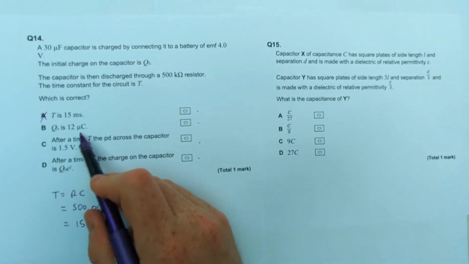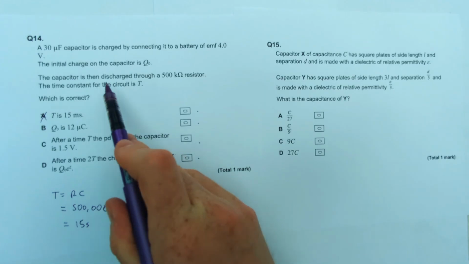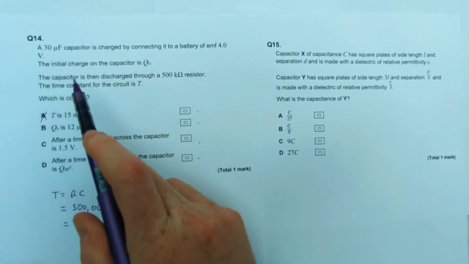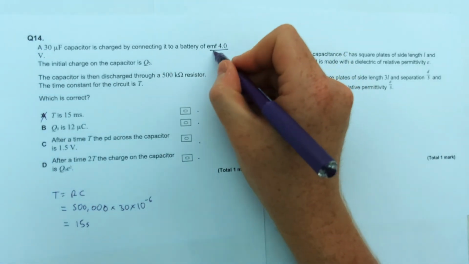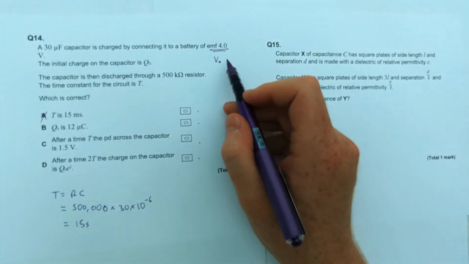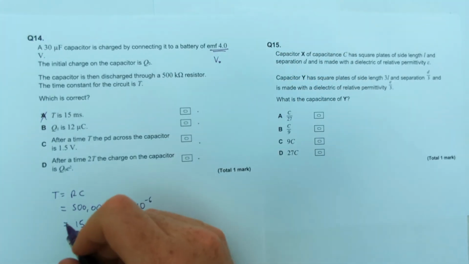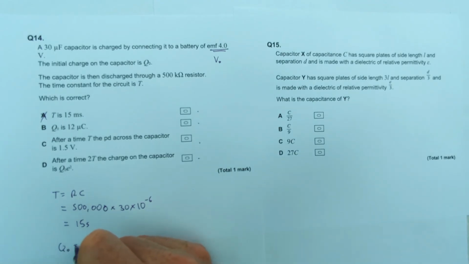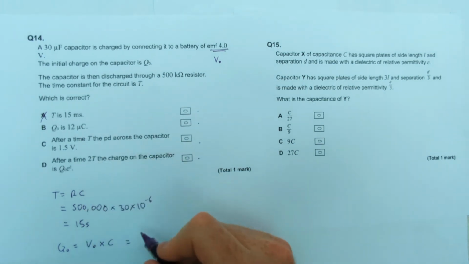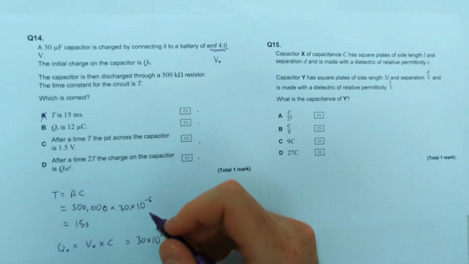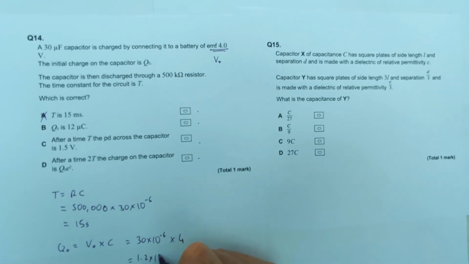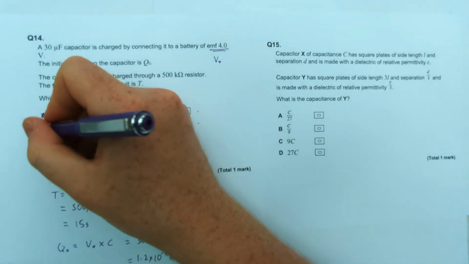Next one, Q0 is what we're looking for, the initial charge. How would we find that? Well, we've got the capacitance, which is constant, and we've got the EMF, which is basically the charge when it's fully charged. So let's deal with B. Is Q0 going to be equal to the initial voltage times the capacitance, that going to equal 12 microcoulombs? If we do 30 times 10 to the minus 6 times 4, we don't get 12 microcoulombs, we actually get 1.2 times 10 to the minus 4 coulombs, or 120 microcoulombs, so it's not B.